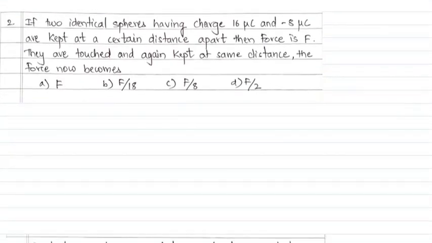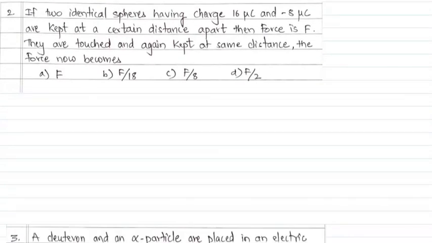Two identical spheres having charge 16 microcoulomb and minus 8 microcoulomb are kept at a certain distance apart, then the force is F. So this I will take as 16 microcoulomb, another one is having charge minus 8 microcoulomb. Let the distance between these two be R. Then the force between them, F, is proportional to 16 into 8 divided by R square.